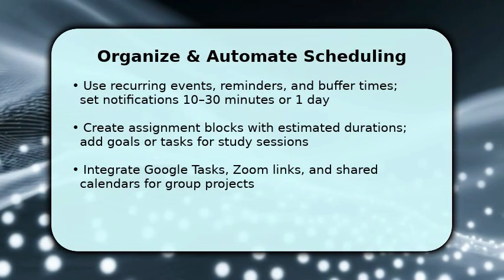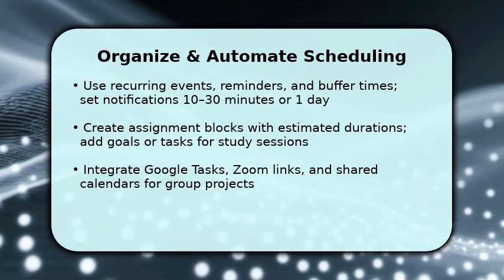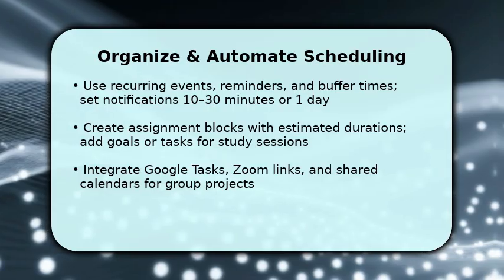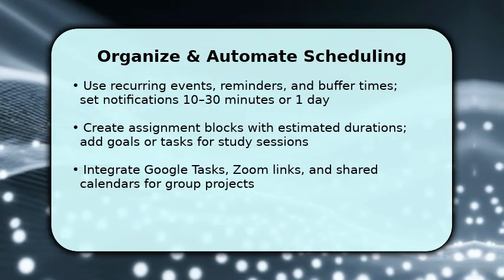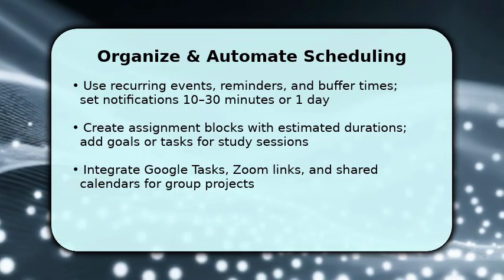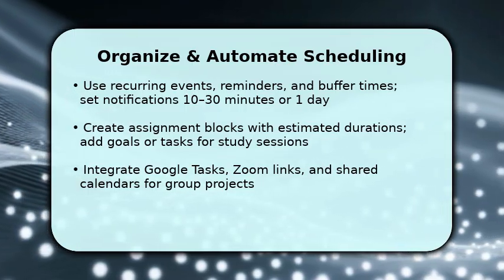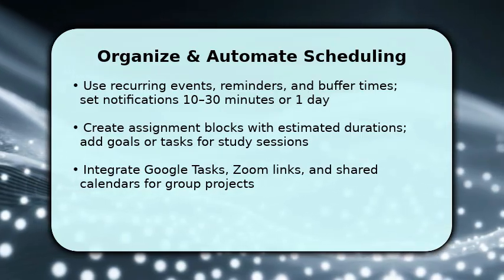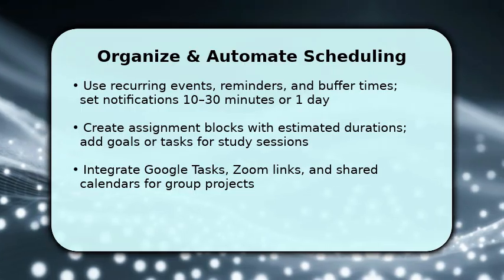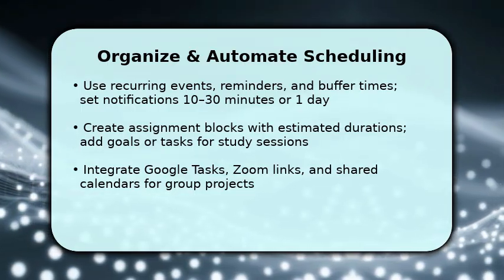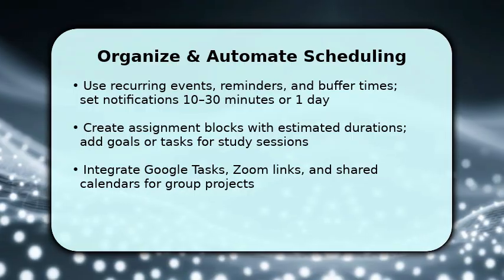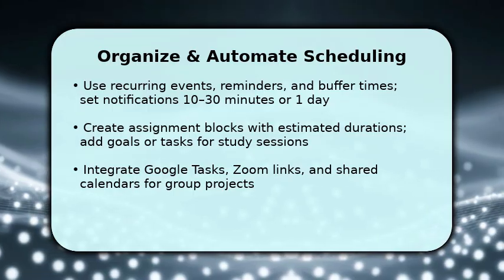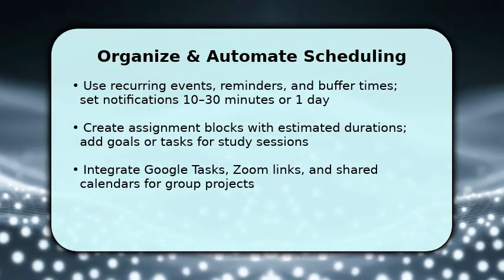And next, you'll refine your schedule by adding recurring events and sensible reminders so nothing sneaks up on you. Once recurring classes are set, block focused study sessions with estimated durations and include short buffer times before or after to transition. Use tasks for to-do details and attach Zoom links or meeting locations to events for quick access. Also, share dedicated calendars with classmates for group work. This ensures everyone sees deadlines and avoids scheduling conflicts.